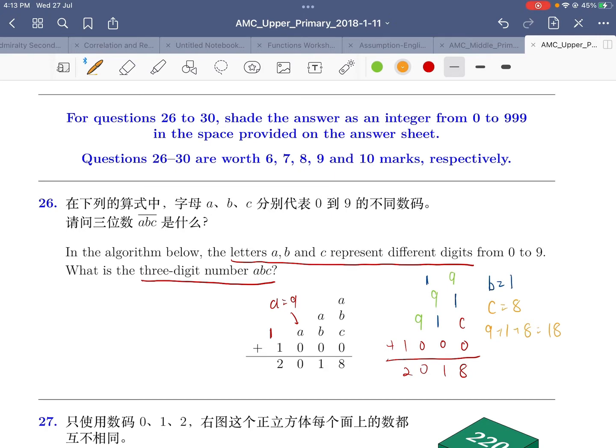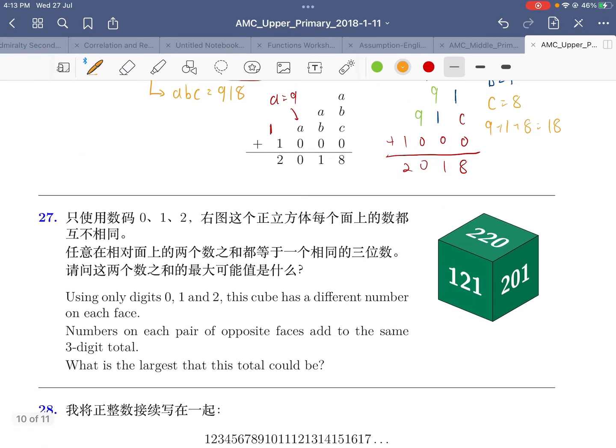But don't forget, what are we looking out for? We are looking out for the 3-digit number ABC. So our final answer is going to be ABC equal to 918. And that is our final answer for question 26. Alright, so I hope everyone is able to understand this crypto-arithmetic puzzle. And without further ado, let us move on to question 27.